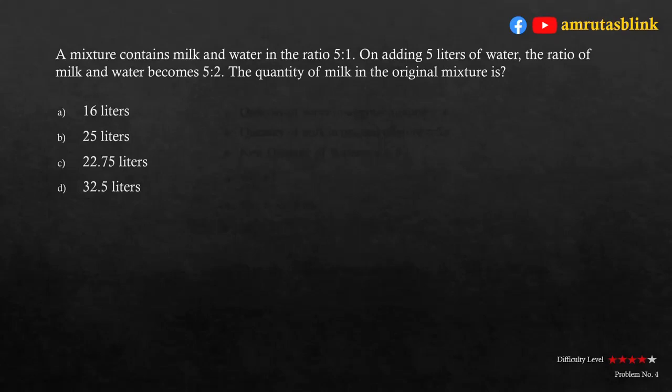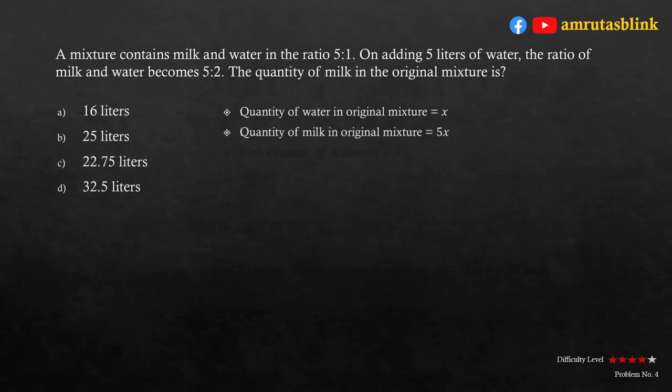Now this problem is similar to the previous one but slightly simpler. Here we just need to assume one variable, that is x. The quantity of milk in the original mixture we can assume as x units. Now the mixture contains milk and water in the ratio 5:1. So when the original mixture was having 6 units, out of those 6 units there were 5 units of milk and 1 unit of water.